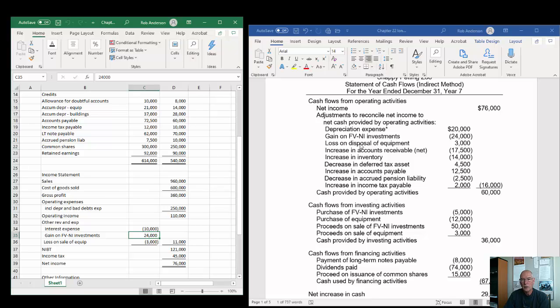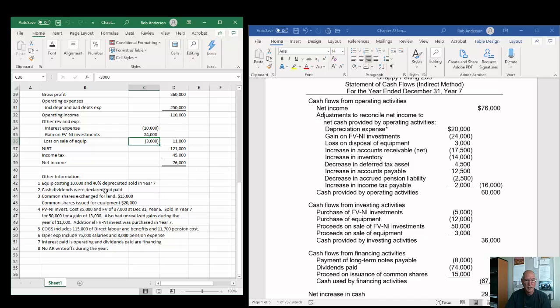Now, how do we know that we lost money on equipment, or actually, how do we know? Well, equipment is fairly simple. What we can do here is we can look at the income statement, and we can see that we lost $3,000 on the sale of equipment. And here's the equipment that we sold. So obviously, this is the equipment. Okay. Well, we need to know what we sold it for, don't we?